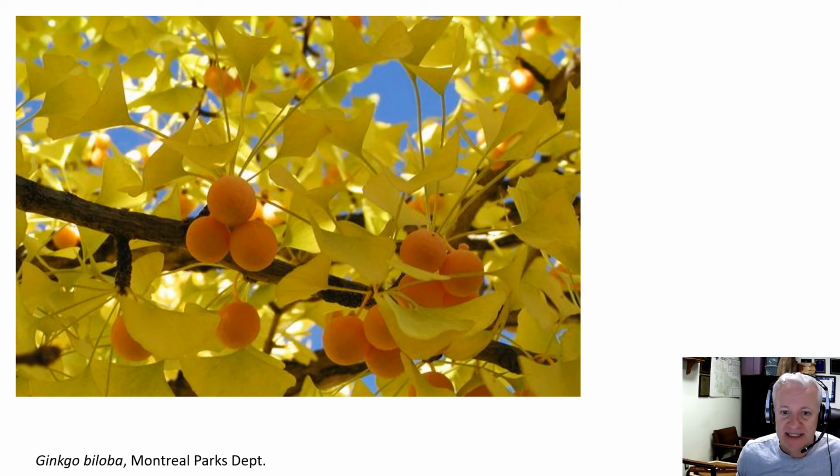And typically, with ginkgos used for ornamental purposes, they planted male trees. And that's because the fruit of ginkgo, shown here, some people say that it smells like rotting flesh. And that's clearly not a very desirable attribute for a street tree. So people tended to plant the males of ginkgos when they were planting street trees.